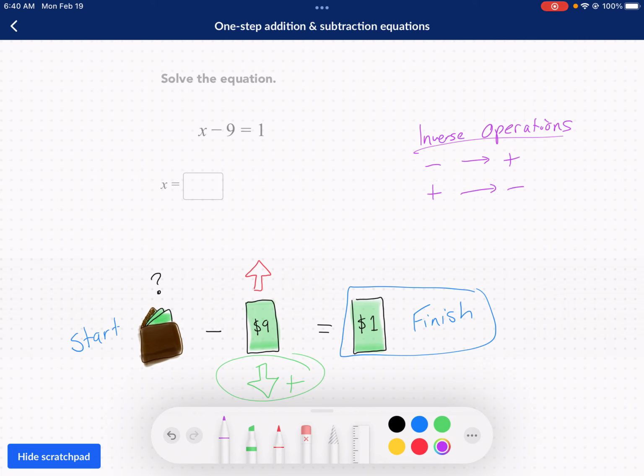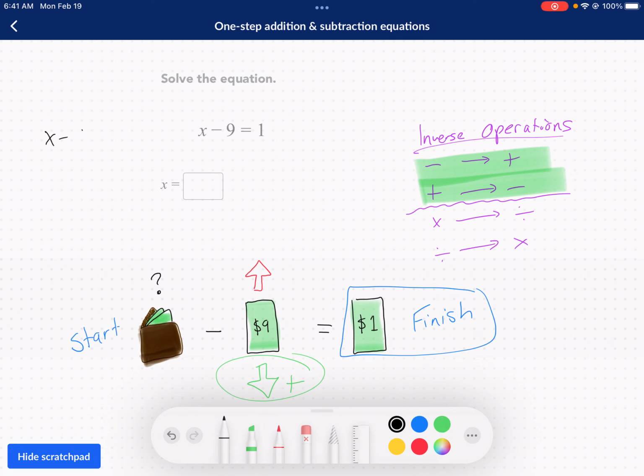On the same token, if we wanted to find the opposite of addition, so if someone gave us $9 and we wanted to find out what we started with, we would subtract it. We would give it back. And then this is for later on: the opposite or inverse of multiplication is division, and then the inverse of division is multiplication. So these are kind of like your tools to help you solve equations. And we're really only going to be talking about addition and subtraction today because of the title, one-step addition and subtraction problems.